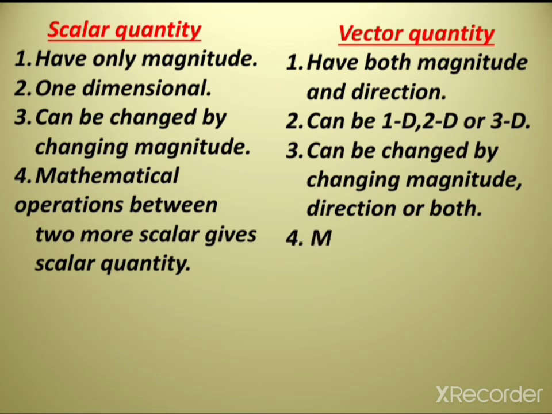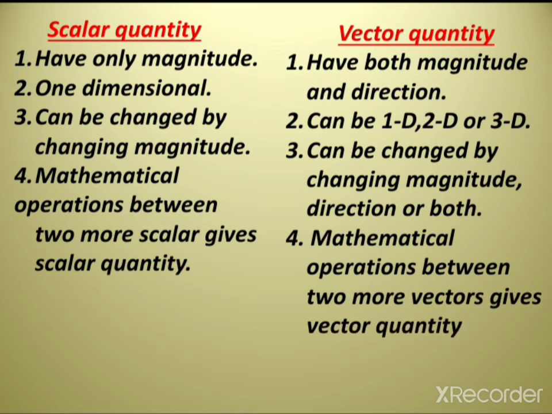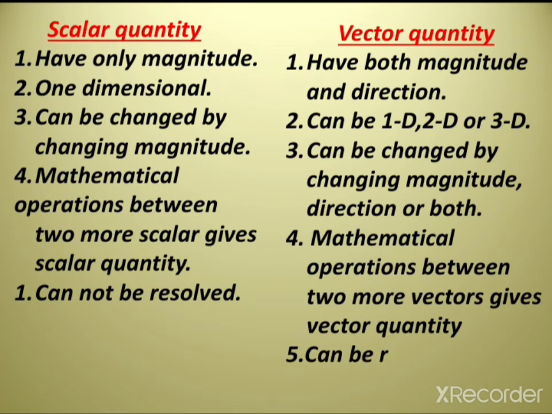But in the case of vector quantities, an operation over two or more vector quantities gives you another vector quantity, or sometimes it also gives a scalar quantity. And another difference is that scalar quantities cannot be resolved. They are one dimensional, but vector quantities can be resolved into 2 dimensions or into 3 dimensions. So these are the differences between scalar quantities and vector quantities.